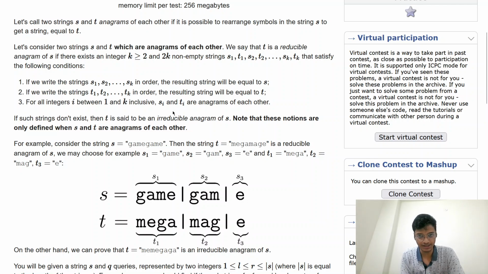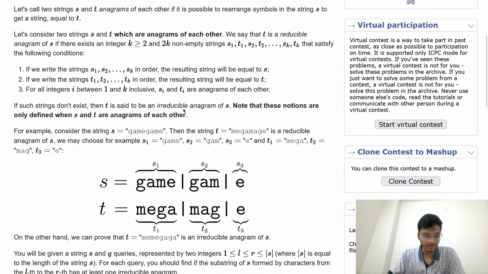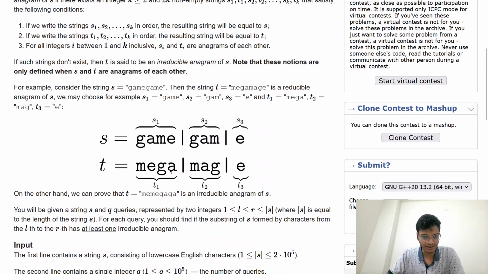So we have some string S and we have some string T. What we have done is we rearrange it, like see this. We have some S, we rearrange it, and then we do the partition. Then after each and every partition, if we rearrange, T1 and S1 become equal, T2 and S2 become equal, T3 and S3 become equal. If each and every part becomes equal after rearranging, then we can say that T is a reducible anagram of S.